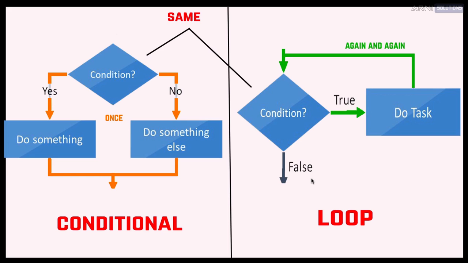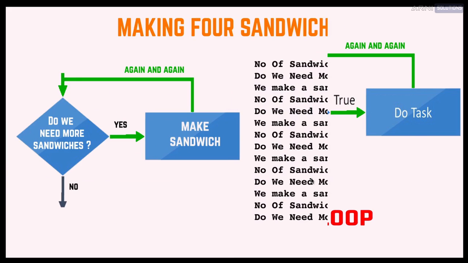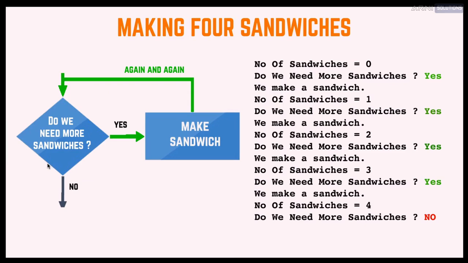As in our last video, we needed to make 4 sandwiches. So our condition to enter the loop will be, do we need more sandwiches? Yes or no? Yes, enter the loop and make a sandwich. Come again and test. Keep doing this 4 times and after 4 sandwiches, the answer to the question, do we need more sandwiches? Is no. So we exit the loop.